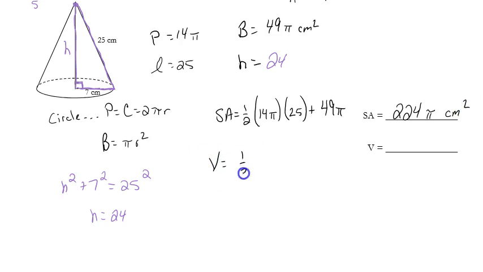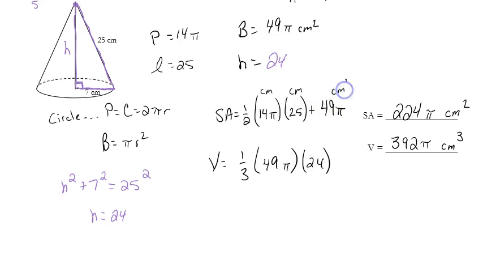For my volume, it's 1/3 the area of the base times the height of the cone. Again, if it doesn't say exact, assume exact, unless it says estimate, or if we're comparing. Here we're not comparing anything. 392 pi centimeters cubed.